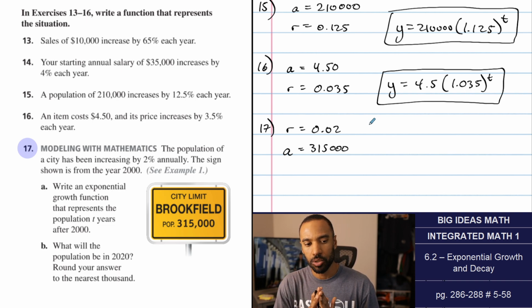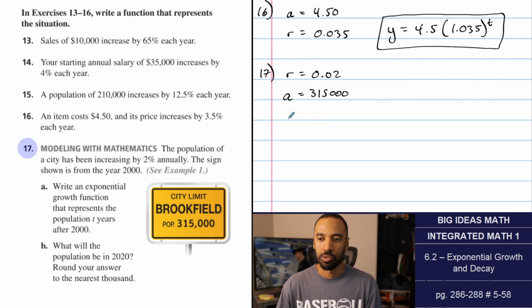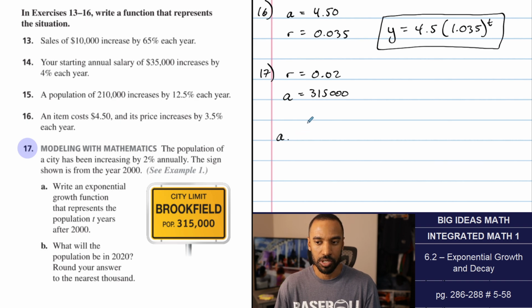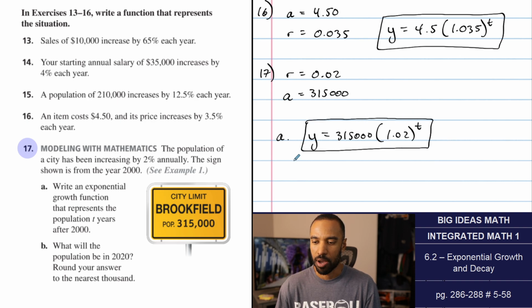It says write an exponential growth function that represents the population t years after 2000. So t years after 2000, in the year 2000, that would be year 0. Right? So when we do this, we could say y equals, and the same thing as before, 315,000. It is an increase, so I can do 1.02 to the t power, like that. That is our formula. It's our model.